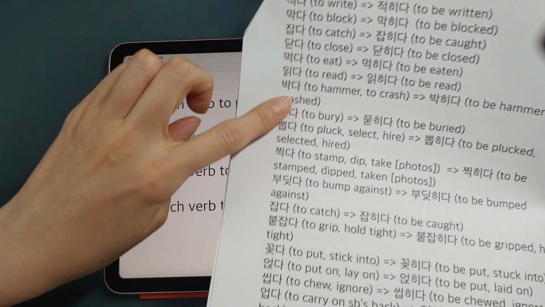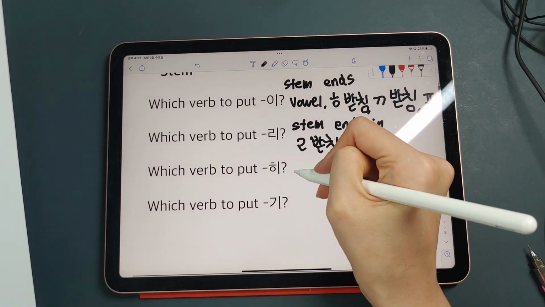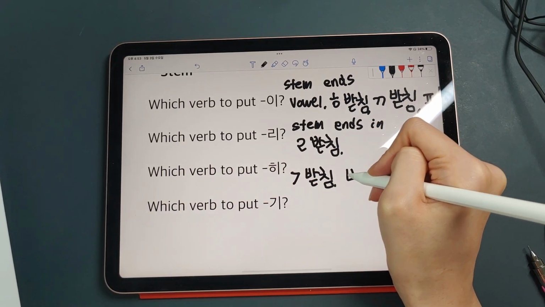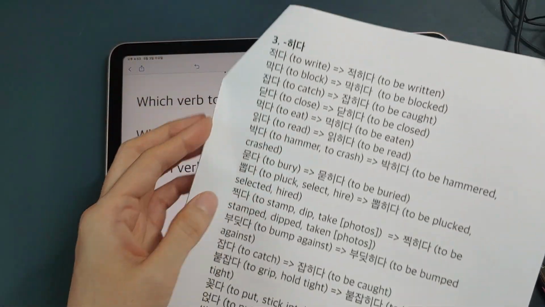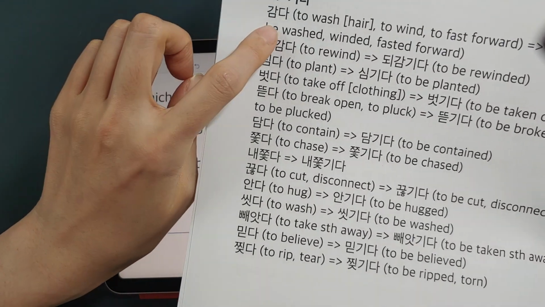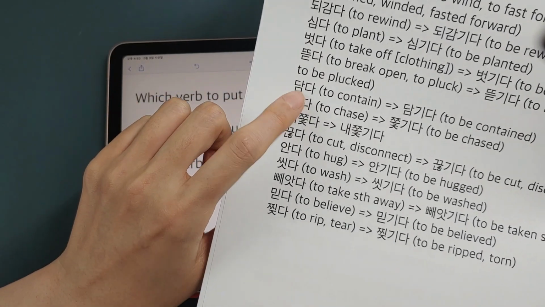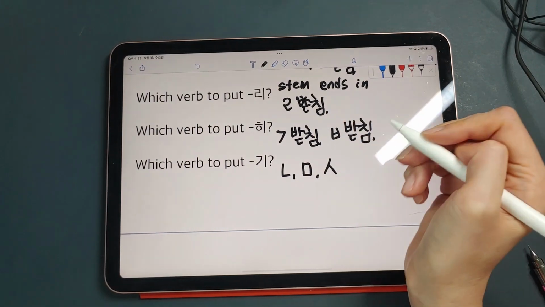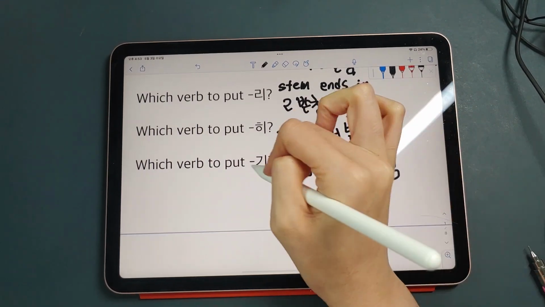So you can briefly go over the list and you will find that there are a lot of 기역 받침 and 비읍 받침 ending verbs. And as for the 기 group, there are many soft vowel ending verbs like 미음 받침, 시읒 받침, 치읒 받침 and 니은 받침. So usually 니은, 미음, 시읒, 치읒 받침 ending verbs are in the 기 group.